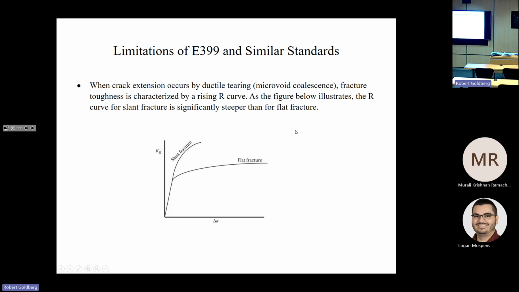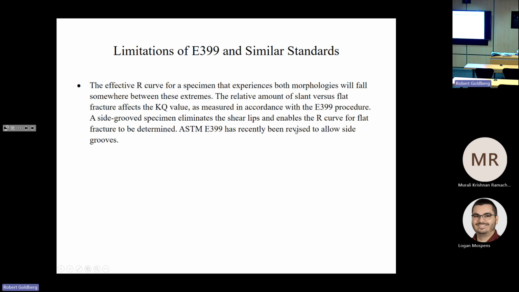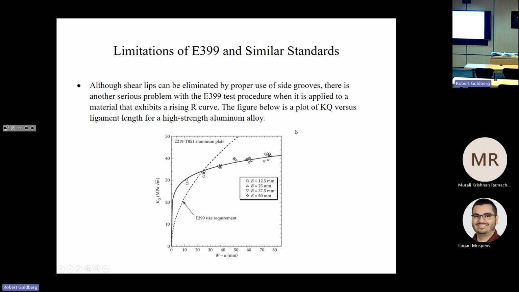The reason for that is, particularly as you move from flat fracture to slant fracture, you get an R curve that significantly increases. The R curve for slant fracture is significantly steeper than that for flat fracture. So the effective R curve for a specimen that has both slant and flat fracture will fall somewhere between these two extremes, because this initial requirement assumed you had all flat fracture. This curve here is mostly the case for the aluminum, where it's mostly slant fracture.